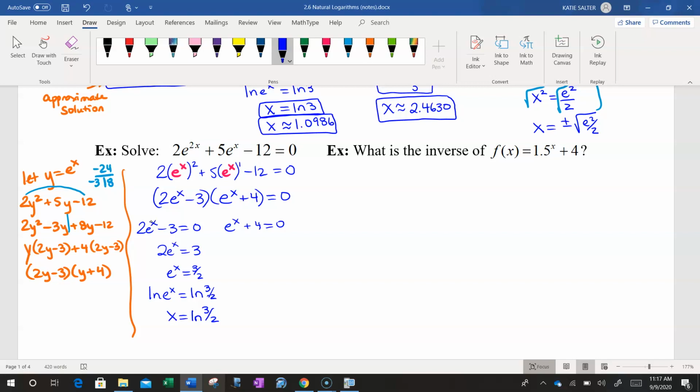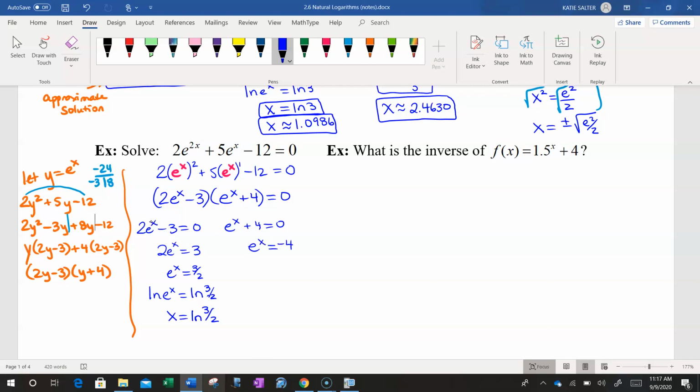And I will tell you, I've seen a problem like this several times on the final exam, and normally they leave it like that. They do not actually put it in the calculator. But of course, you could put it in your calculator to check your answer and make sure it worked at the end. For the next one, we would subtract 4 over. So we get e to the x equals negative 4.